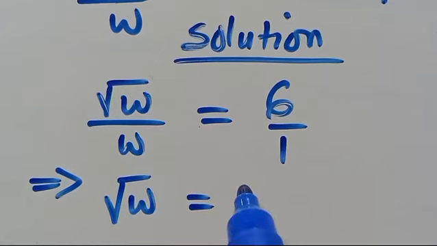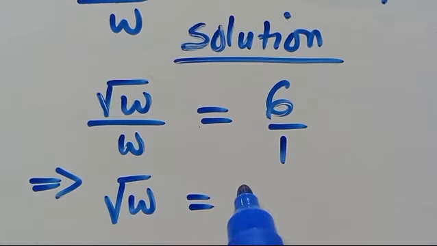To eliminate these roots, let's square both sides. So when we square both sides, the root cancels out and we have W. This will be 6 squared times W squared. We have W equals 36W squared. Let's rearrange this expression.